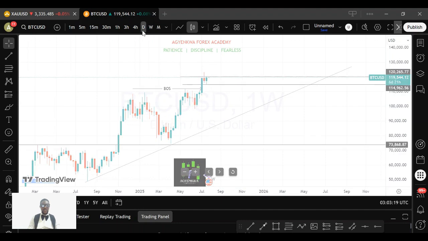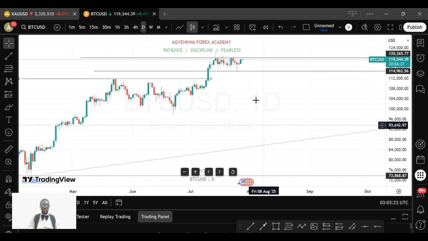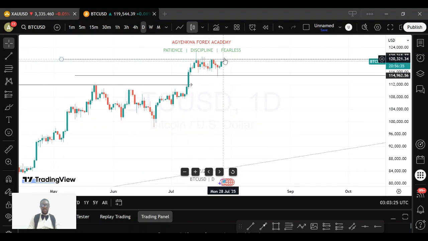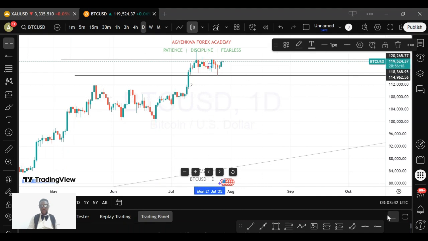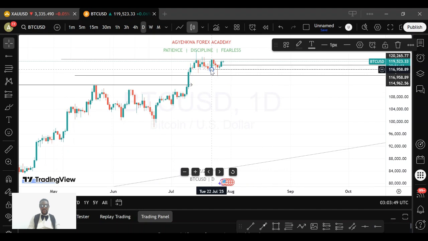So let's go to daily. When we come to daily, we see BTC pushing to the upside. So there's a high chance BTC can continue. So let's mark our previous daily. This area here can serve as a support for an entry for a buy to the upside for BTC.